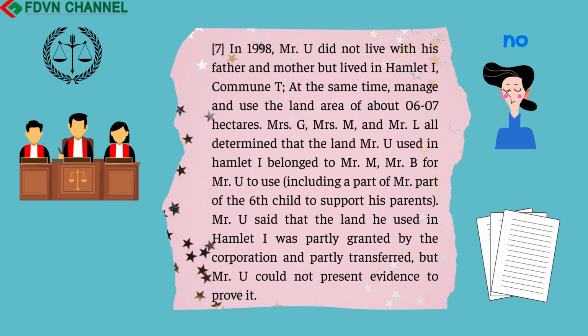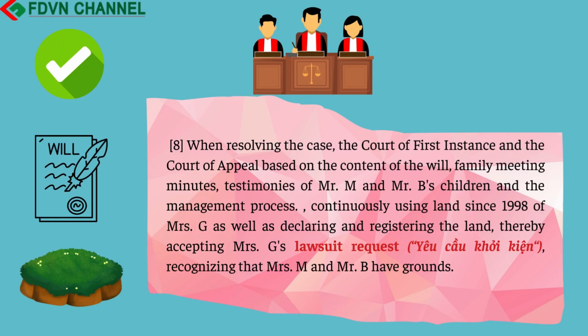8. When resolving the case, the Court of First Instance and the Court of Appeal based on the content of the will, family meeting minutes, testimonies of Mr. M and Mr. B's children, and the management process, continuously using land since 1998 by Mrs. G, as well as declaring and registering the land, thereby accepting Mrs. G's lawsuit request, recognizing that Mr. M and Mr. B have grounds.